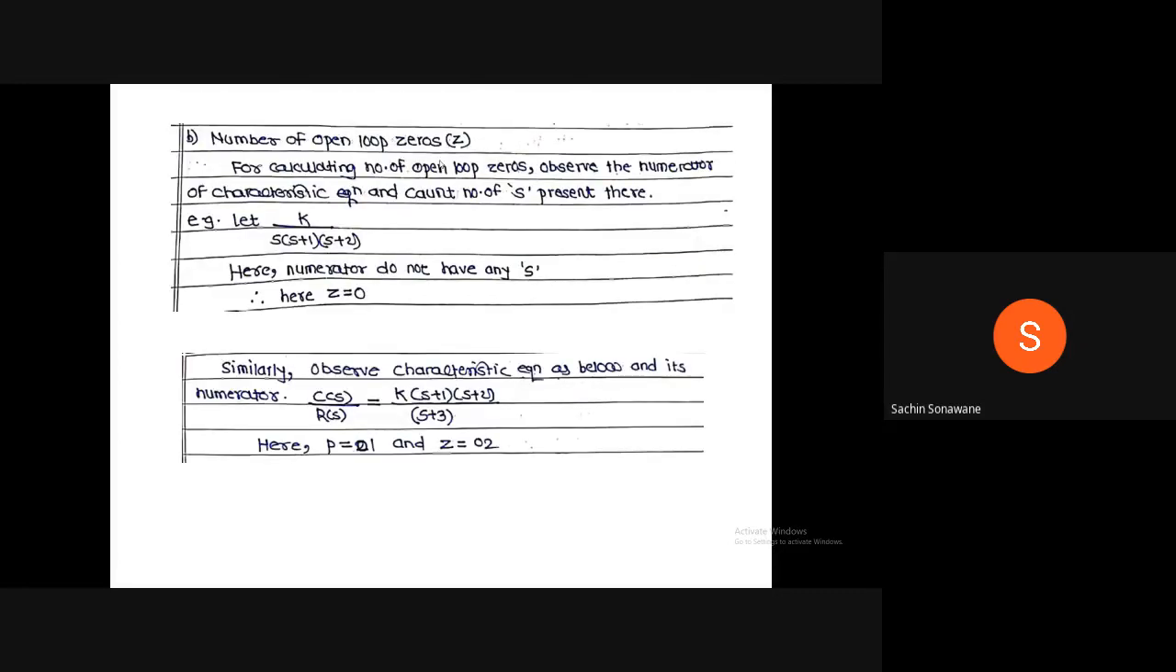For calculating open loop zeros, now you see in this equation, K divided by s into bracket s plus 1 into s plus 2, the number of s terms in the numerator is 0. Therefore, number of zeros Z is equal to 0. Now consider this equation: C(s)/R(s) is equal to K into bracket s plus 1 into s plus 2 divided by s plus 3. Therefore, the number of s terms in the numerator is equal to 2, so the number of zeros Z is equal to 2. And the number of s terms in the denominator is equal to 1, so the number of poles P is equal to 1.